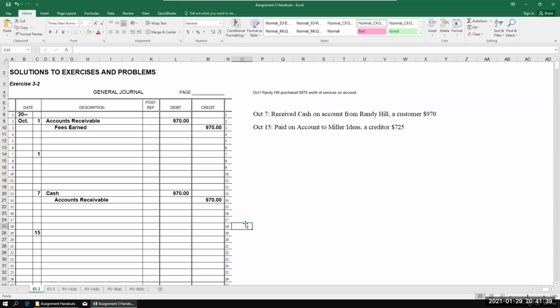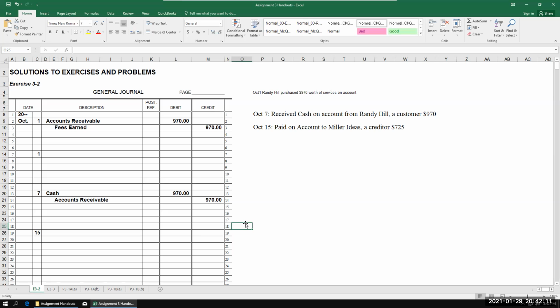The reason why we're doing this is basically what we're recording is the fact that this customer no longer owes us money. So when we counted in the original transaction that I made up, when we debited that $970, basically what we were doing is recognizing that we had earned those fees and that Randy Hill owed us $970. So we can think of that debit for the accounts receivable as our record of the fact that he owes us money.